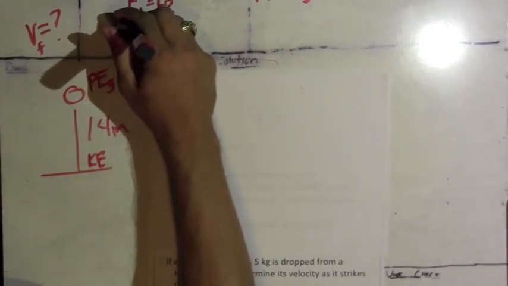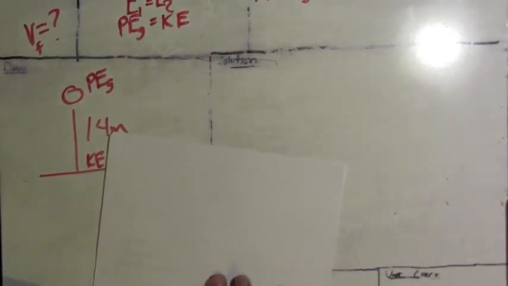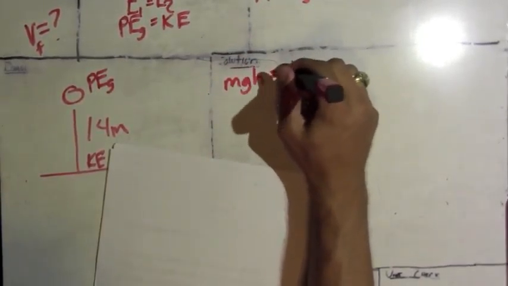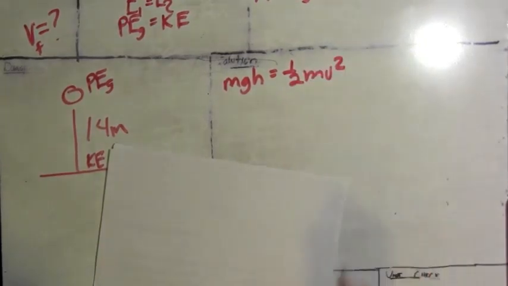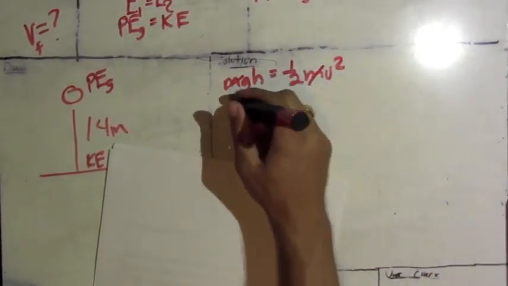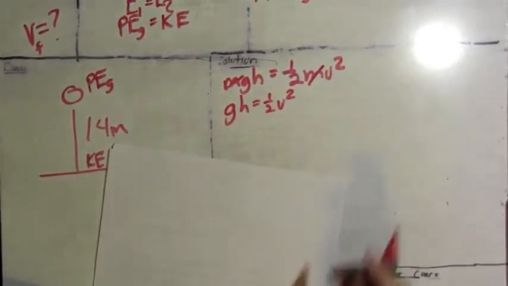Or we can say that PEG is equal to KE. When you do that, you can expand it even further, and you can say, okay, well, mass times gravity times height equals 1/2 mass times velocity squared. Since you have mass in both terms, you can cancel it out. And what you're left with is GH equals 1/2 V squared.